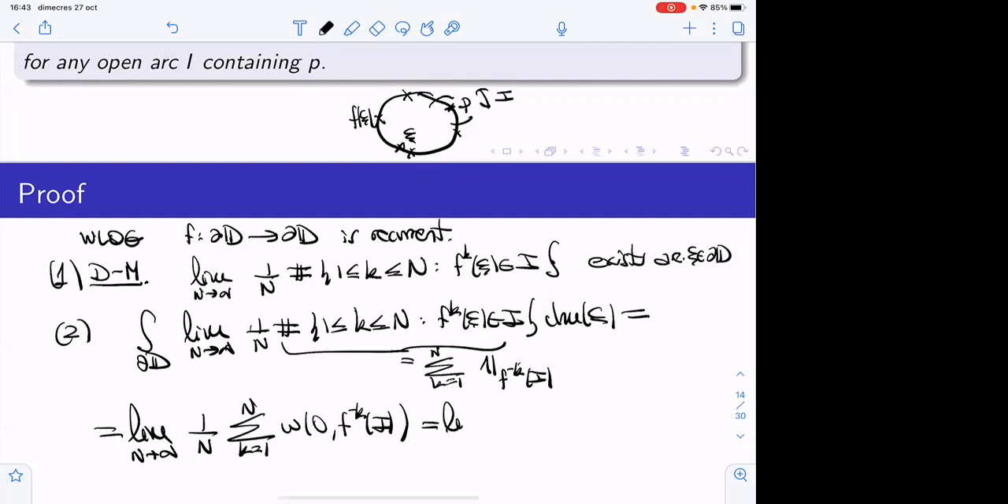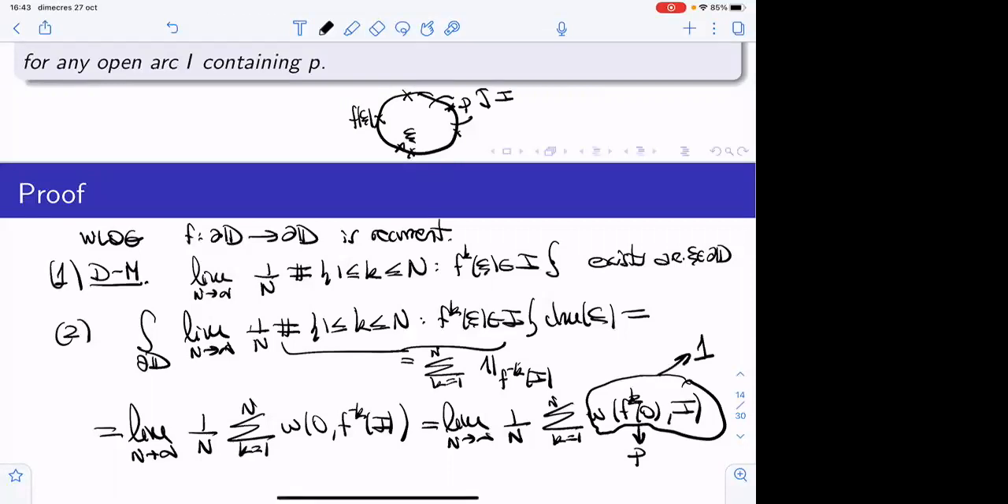Now we apply again Lindelof's lemma, and this is the harmonic measure of f^k of 0 of the arc I. But remember again, p was the Denjoy-Wolff fixed point, so f^k of 0 tends to p. Okay, and I was an arc containing the Denjoy-Wolff fixed point. So this means that f^k of 0 are very close to p. And in that case, of course, this quantity tends to 1. And then you are just averaging numbers which tend to 1. And of course, this limit is 1. Okay. So the second part is very easy.